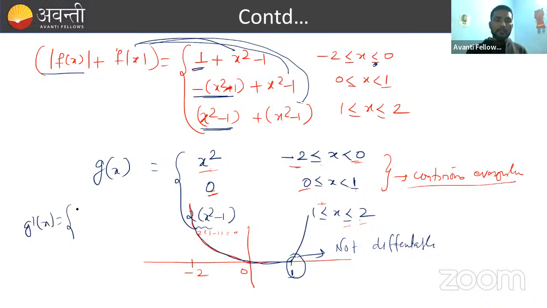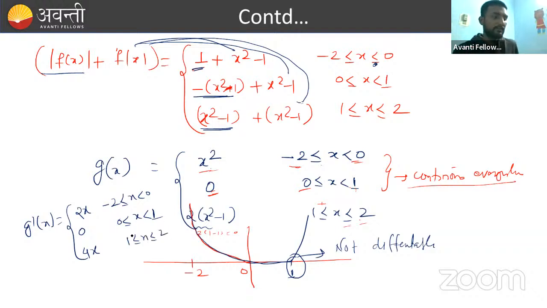Or either you can find g dash x. What is g dash x? This is 2x, this is 0, and this is 4x. And then in different intervals, you can find LHD and RHD, just like the way we have done in the previous questions. And from there also you can find it. So either you can take the derivative and then find LHD, RHD. And if you are able to draw the graph, you can just see the points of discontinuity. And if there is no point of discontinuity, but there is a sharp turn at that place, it will be not differentiable. Okay.